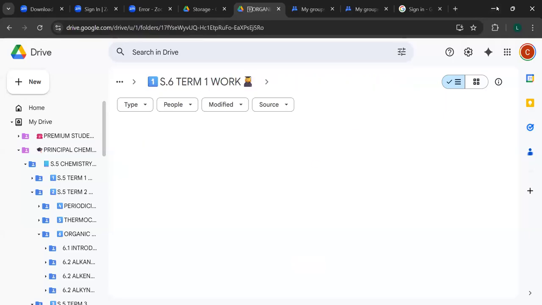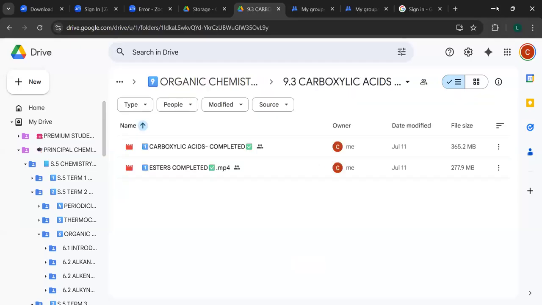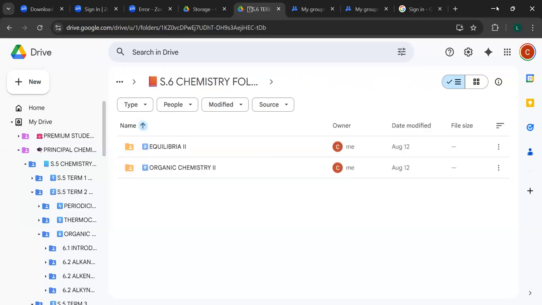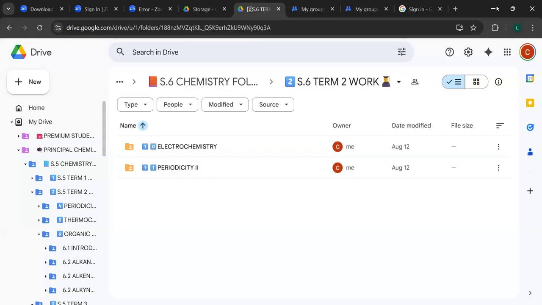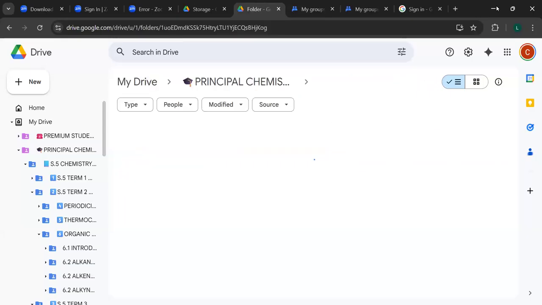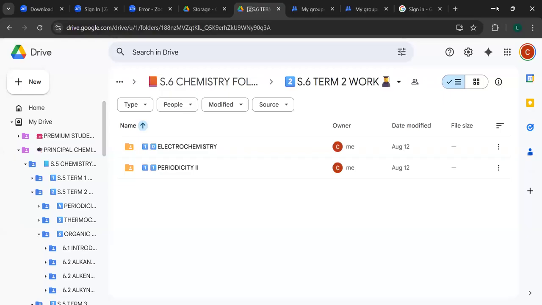Okay. Then carboxylic acids and their derivatives. Lesson 1 is for carboxylic acids alone. Lesson 2 is for esters, which are the derivatives of carboxylic acids. And that's how Organic Chemistry 2 ends. Then the next organic chemistry is in Senior 6 Term 2, and I also completed it. Senior 6 Term 2 work, you go to Term 3. Senior 6 Term 2, we don't have organic. We only have electrochemistry and periodicity 2.